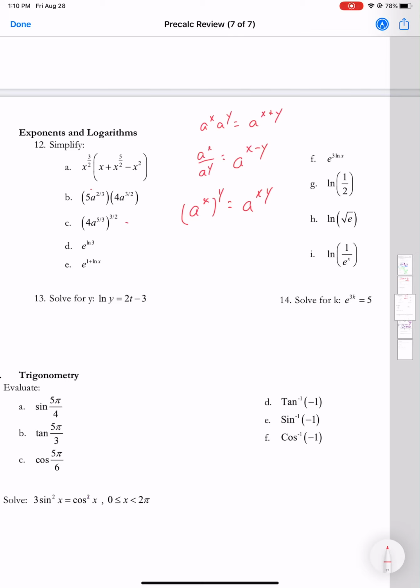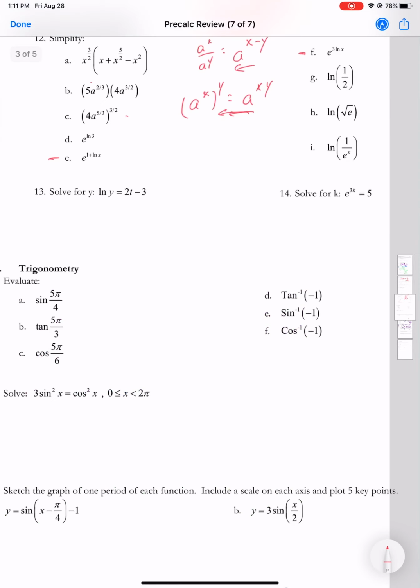Now, these properties also work in reverse. If I have something that is a number to a power that is a sum, I could split that apart into the product of two things with the same base. So we're actually going to use that property here in part E. We're going to use this the other way around. And we can use these properties in reverse really anytime we need to. So in F, we're going to use this property in reverse. We have e to a power that is a product of 3 and the natural log of x. We're going to split that product apart. So we can use those properties of exponents in both directions.